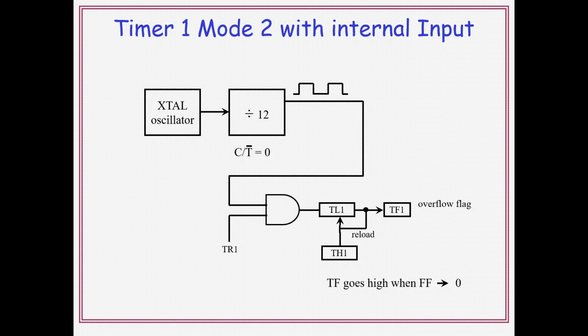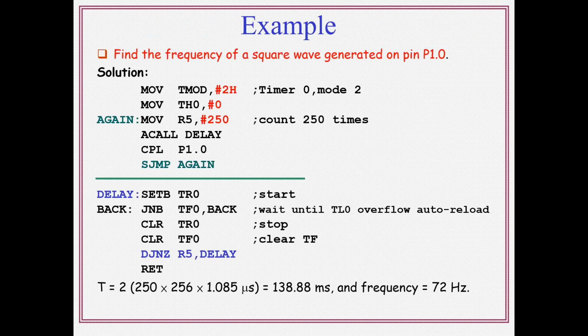So that overflow flag is indicated by TF0 or TF1, depending on timer 0 or timer 1. So that is about mode 2. Okay, here is one example: find the frequency of a square wave generated on pin P1.0. Already one program is given. That is the example for timer 0 mode 2.